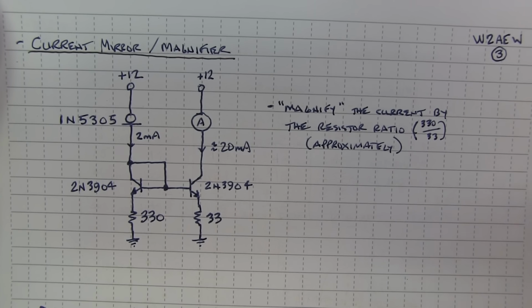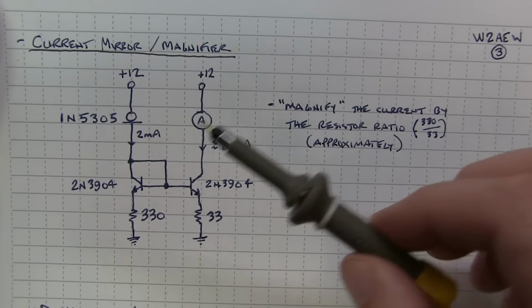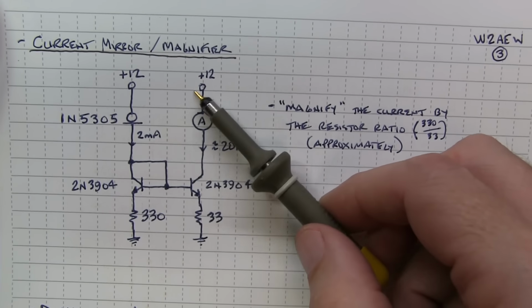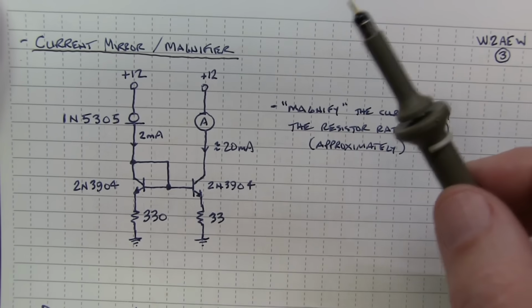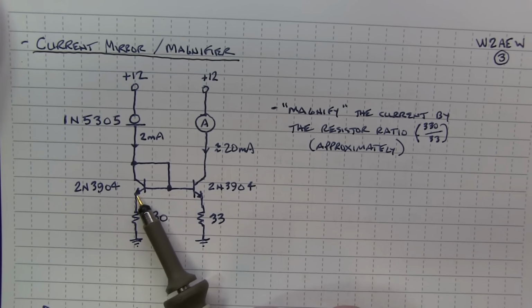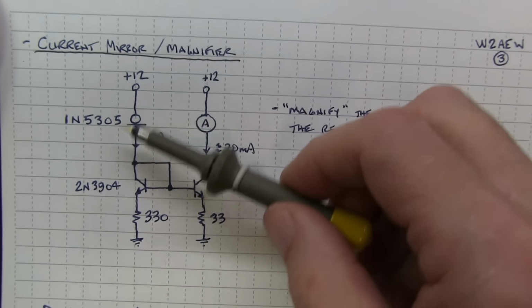But what if you need a current of a larger value and you still want it to be a constant current? You can use the current regulator diodes effectively as a reference for a current mirror or current magnifier, like this simple circuit here. Here I've got a pair of 2N3904 transistors. I've got the 2 milliamp current regulator diode connected in series with one of these transistors connected in a diode fashion, collector to base, and then a ballast resistor.